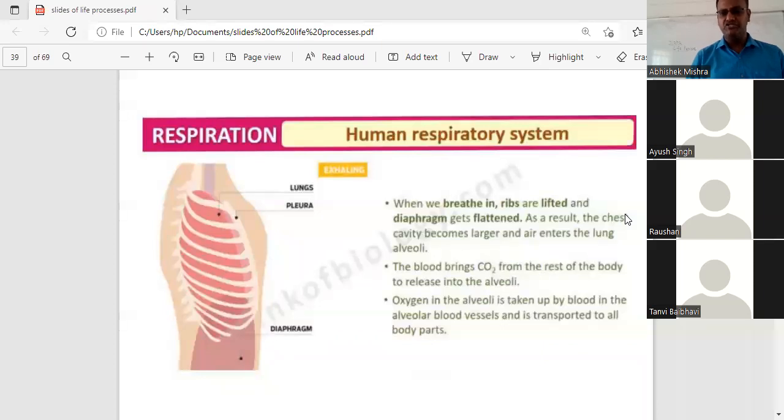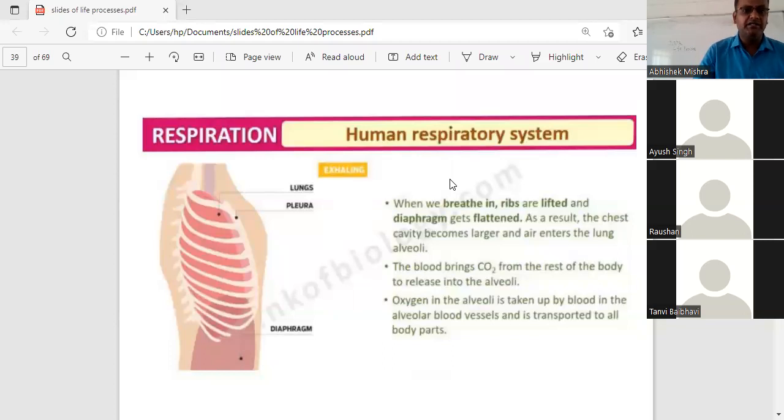Meanwhile, Ayush, you raised your hand for answering. You can unmute yourself. Yes, Ayush, what is the basic difference between breathing and respiration? Sir, breathing only includes inhalation and exhalation, but respiration is the oxidative breakdown of food to produce energy. Very good, very good. Okay, Ayush.